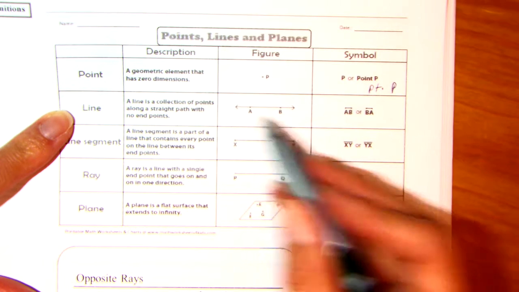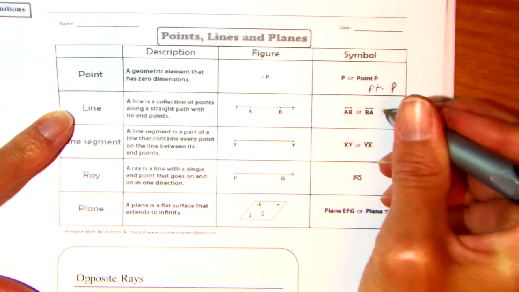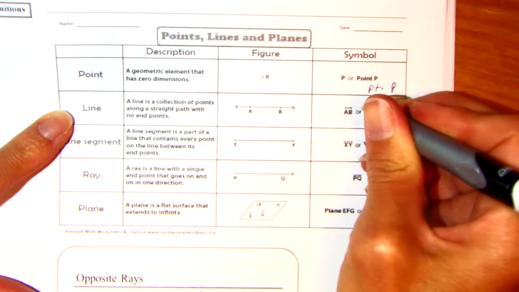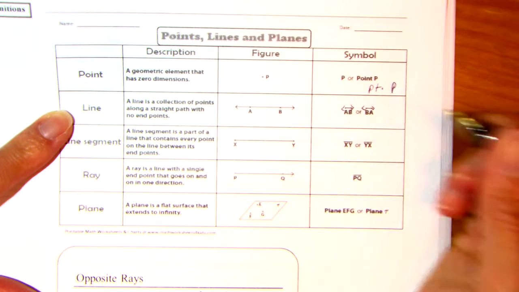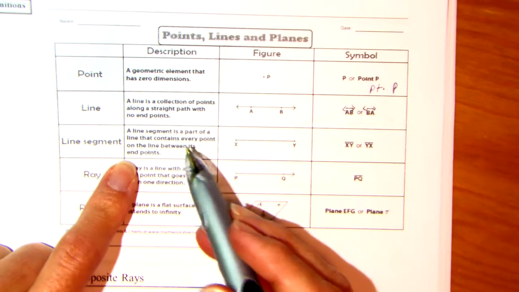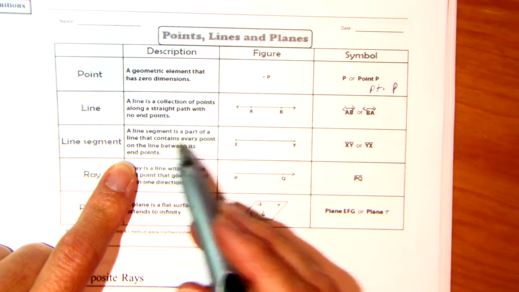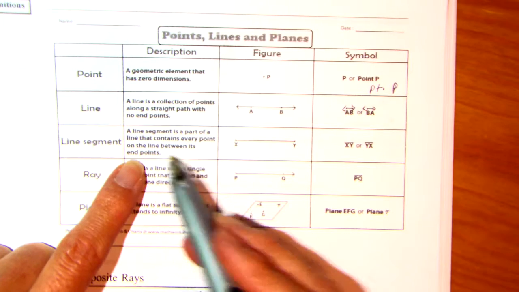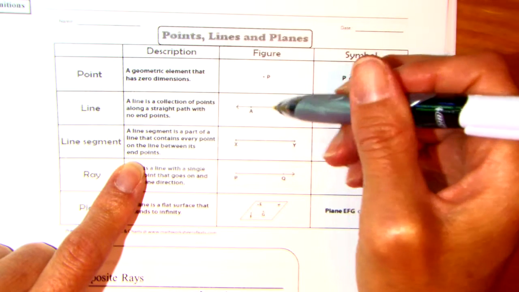You can call this AB or BA. Notice it's kind of hard to see, there are little arrows on the ends. I'm going to make them larger. Line segment. A line segment is every part of a line that contains every point in the line between its endpoints. So basically all the stuff in between here.